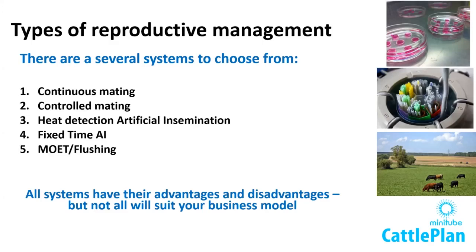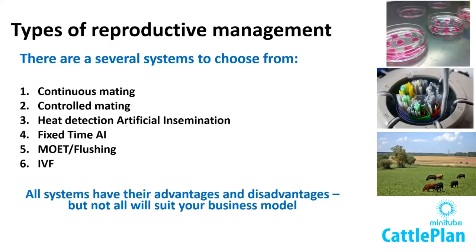Then we look at MOET, or you may have heard it called flushing. This is normally done in stud cows. They artificially inseminate the stud cow, and then they flush the embryos out of her and put them into recipient animals. And then the last option is IVF, so in vitro fertilization.